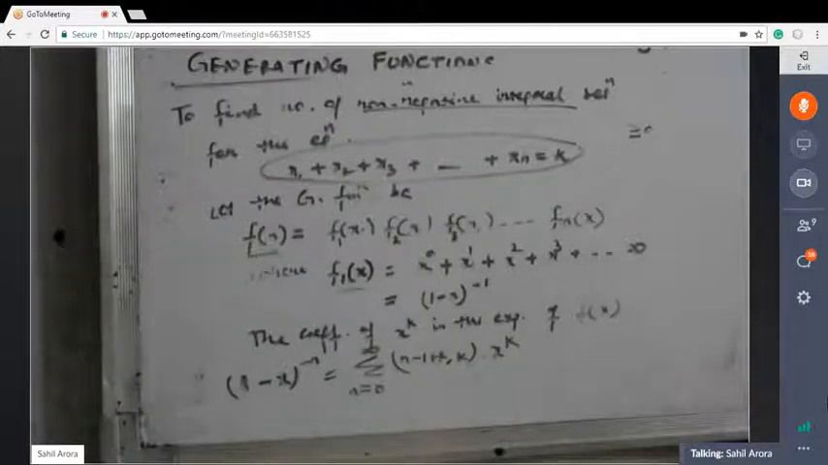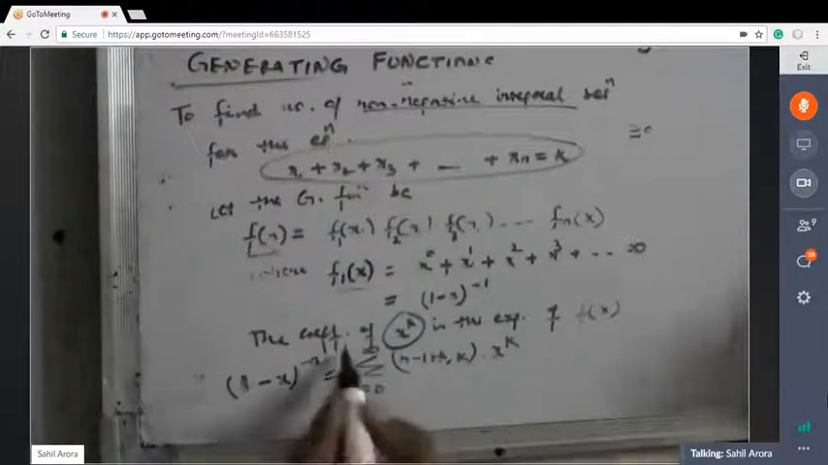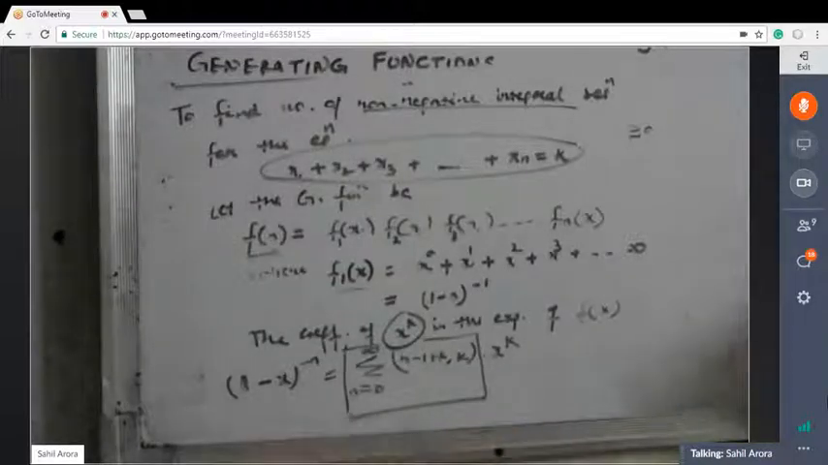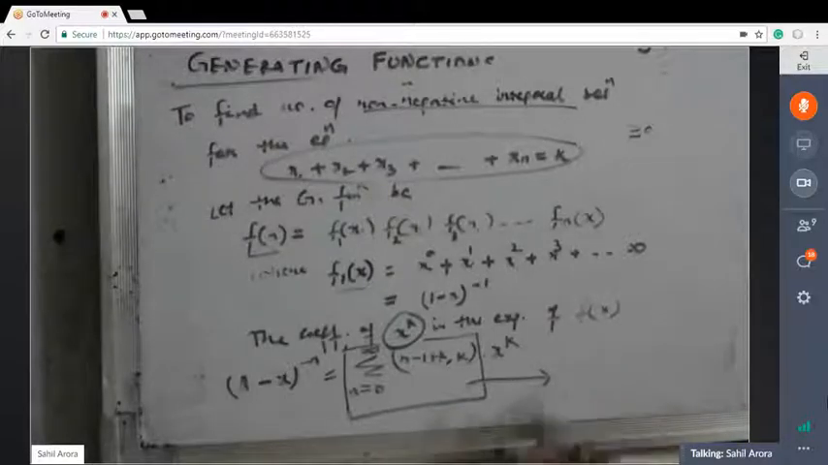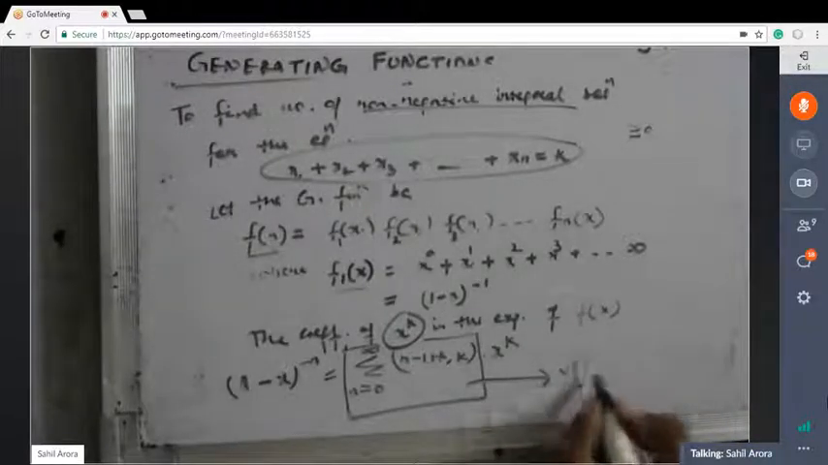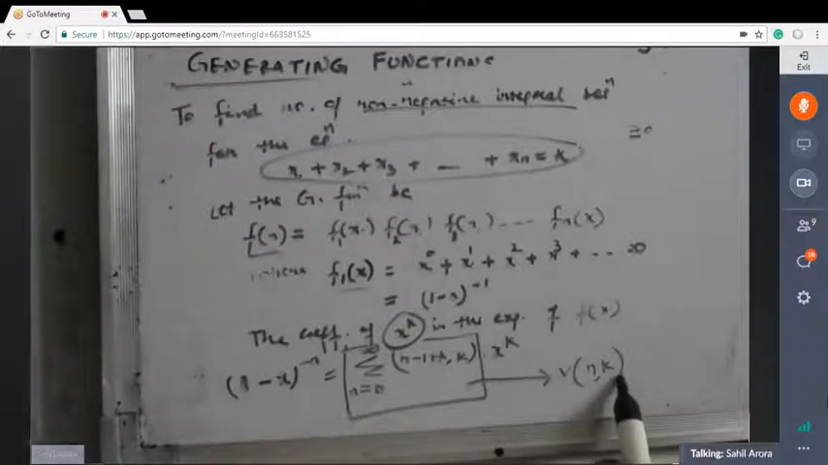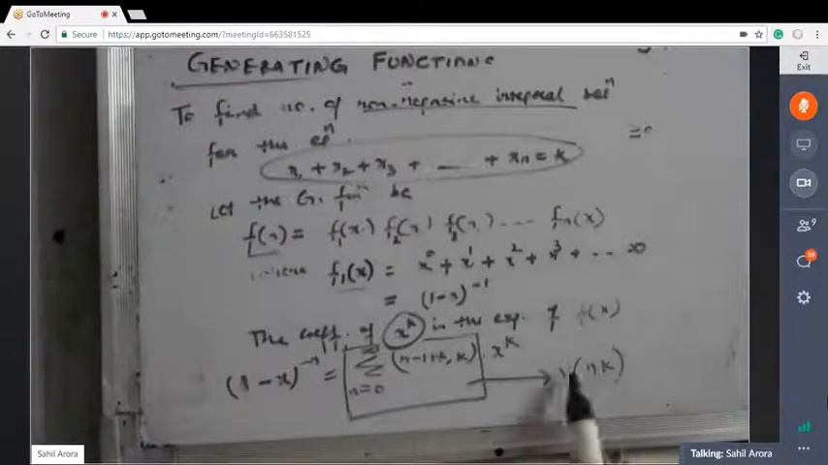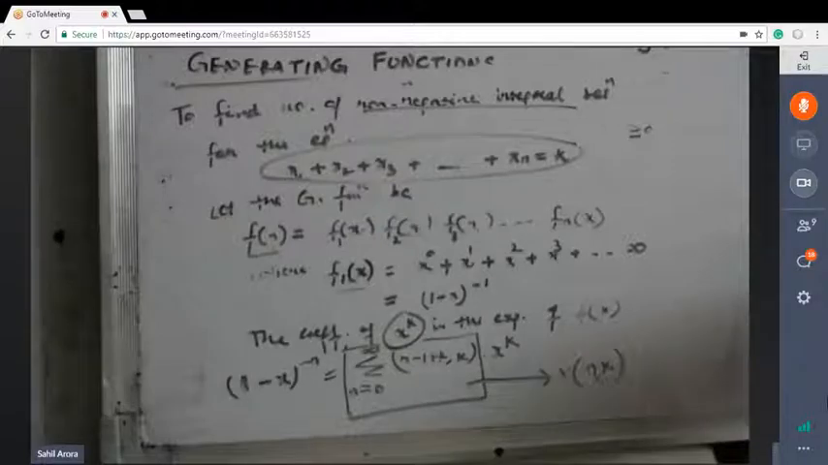Simple, right? So here I need to find the coefficient of x power k. The coefficient of x power k is nothing but this thing. So I will use a generalized notation for this, let us say v of n comma k. Now I will not write this C(n minus 1 plus k, k); we'll write v of n comma k. So I think now it is clear, right?